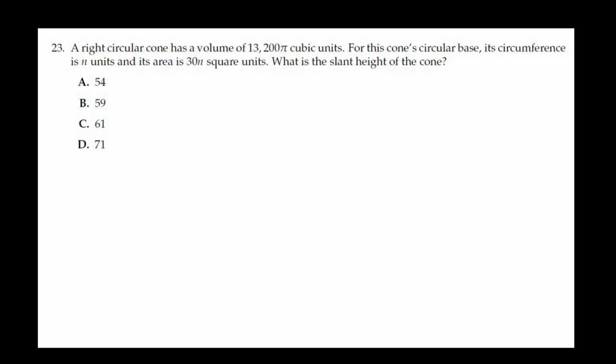Okay, so we are told that a right circular cone has a volume of 13,200 pi cubic units. For this cone's circular base, we're told that its circumference is n units and its area is 30n units. We're being asked for the slant height of the cone.